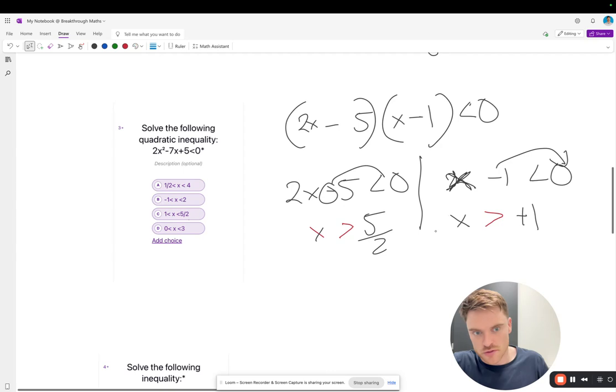So again, you're going to do your match. So do your number line. And on the top, your 5 over 2 is the bigger number, and your 1 is here. And so this is going to be this one here.